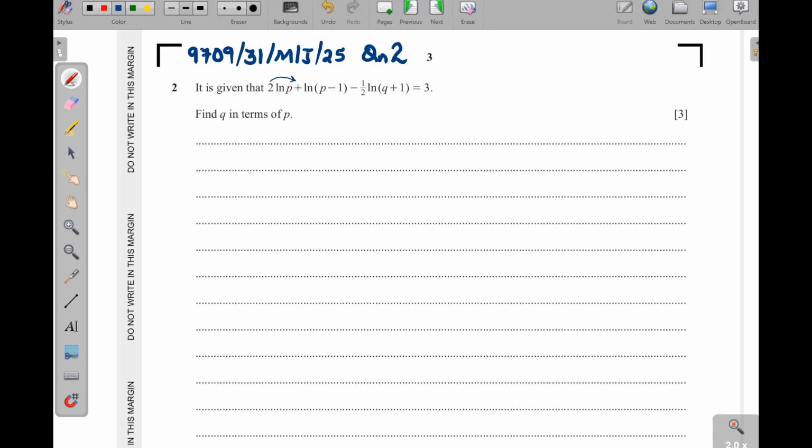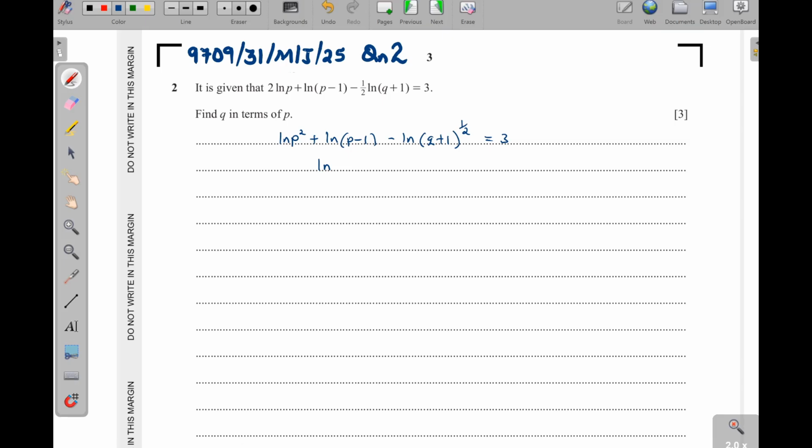So I will first put this one here, and then we have natural log of p squared, plus natural log of p minus 1, okay? Then I will also put this one here. And what are we getting here? We are having minus the natural log of q plus 1 to the power of a half, which is equal to 3. Now, this is addition of logarithms, so we shall multiply the powers.